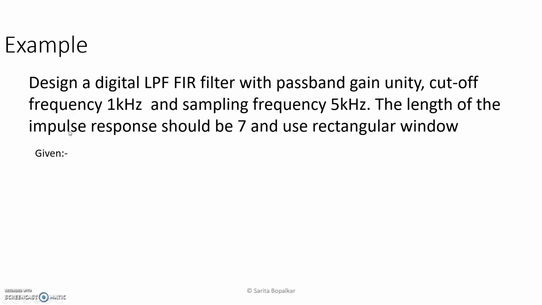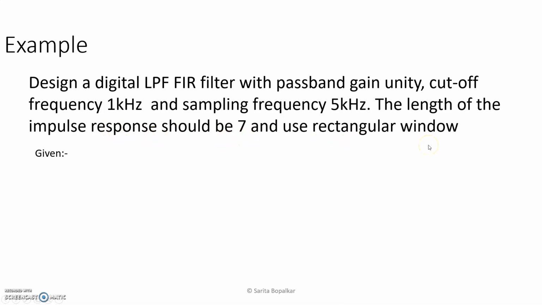Next variation in the designing statement. Design a digital low-pass FIR filter with passband gain unity and cutoff frequency of 1 kHz. Here the frequency is mentioned in hertz, cycles per second. In the previous example, it was mentioned in radian, omega. So the cutoff frequency is 1 kHz and the sampling frequency is 5 kHz. The length of the impulse response should be 7.